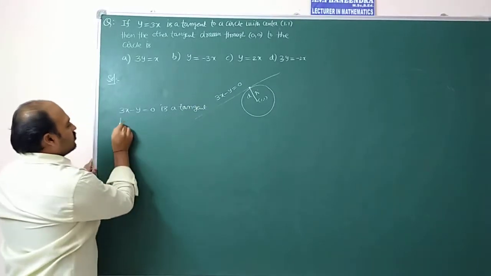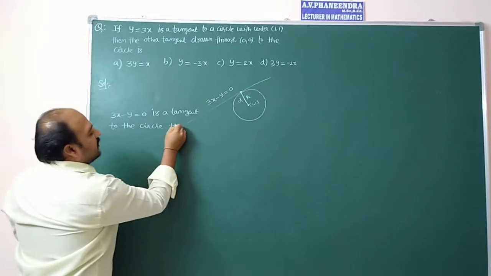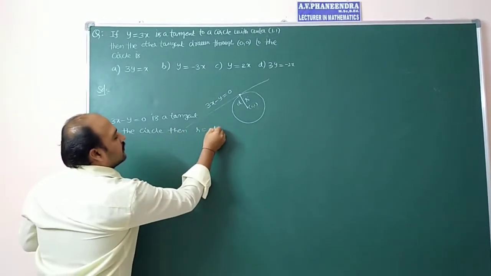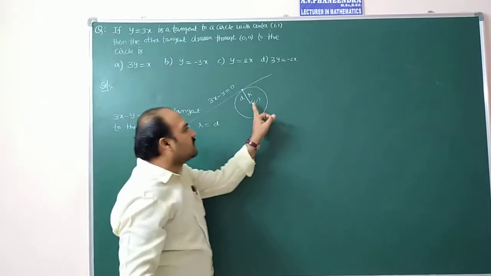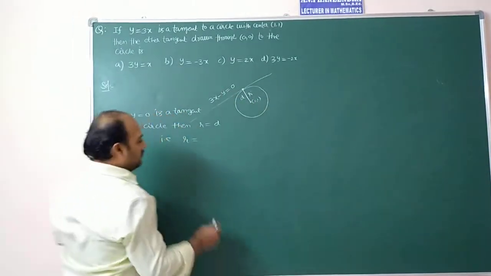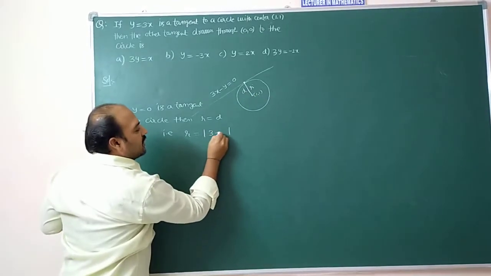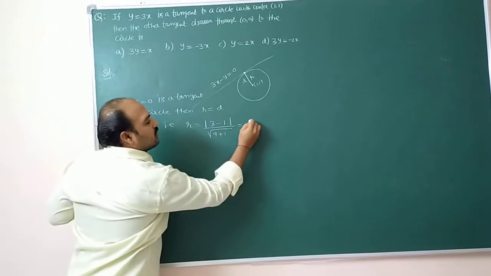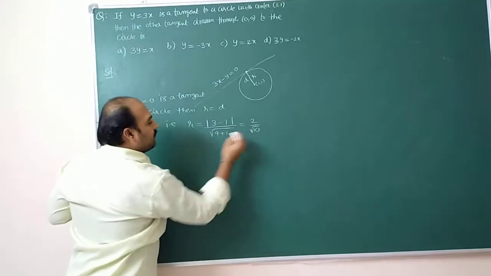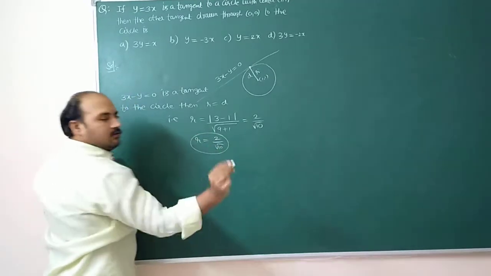Now 3x minus y equal to 0 is a tangent to the circle, then r is equal to d. That is, r equal to d means the perpendicular distance from (1, 1) to this line. Mod, in place of x, y substitute 1, 1: |3 minus 1| divided by square root of 3 square plus 1 square, which is 2 divided by root 10. Therefore r is equal to 2 by root 10.